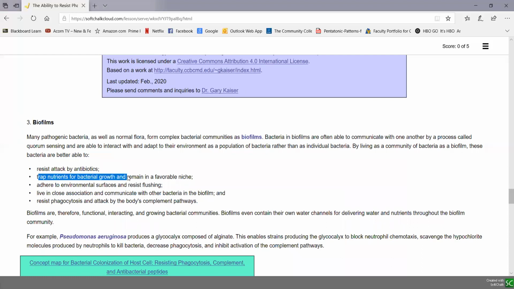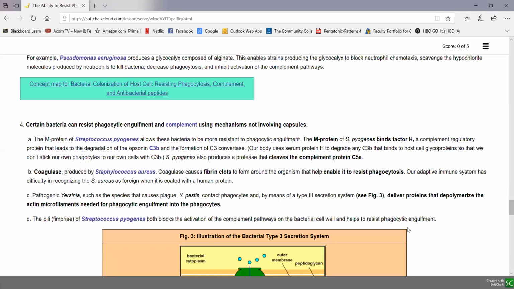They can trap nutrients for growth and remain in a favorable environment. They can adhere to environmental surfaces and resist flushing. They can communicate with other bacteria in the biofilm, acting as a population. And of course, inside the biofilm, they resist phagocytosis and attack by the body's complement proteins. And some bacteria can resist phagocytic engulfment and complement using mechanisms not involving capsules.